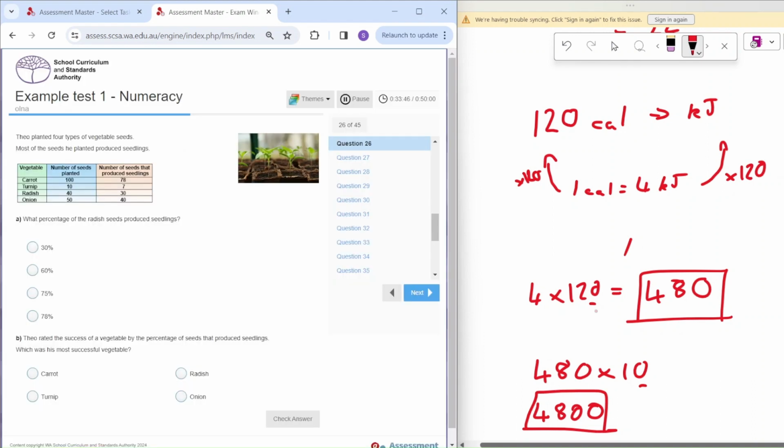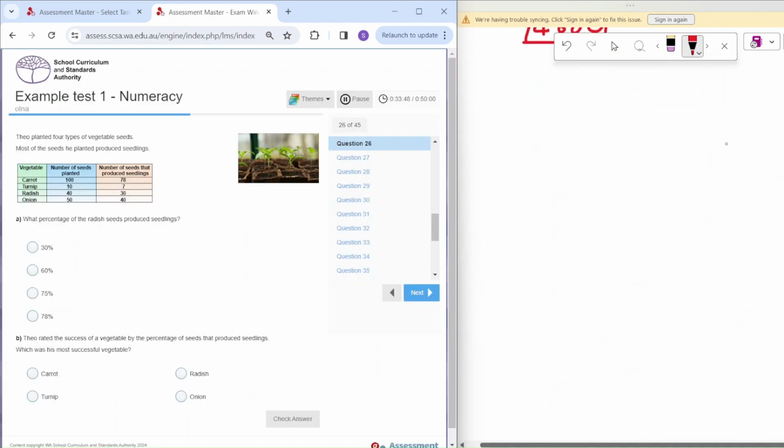Question 26. Theo planted 4 types of vegetable seeds. Most of the seeds he planted produced seedlings. Here's our table. What percentage of the radish seeds produced seedlings? Well, we've got the radish column here, and it said that there was 40 seeds planted. So there was a total of 40 radish seeds planted.